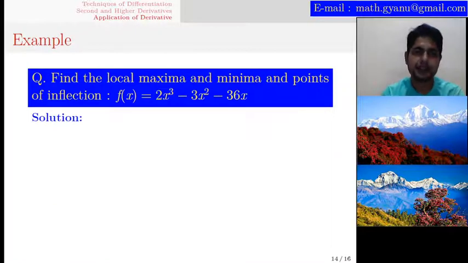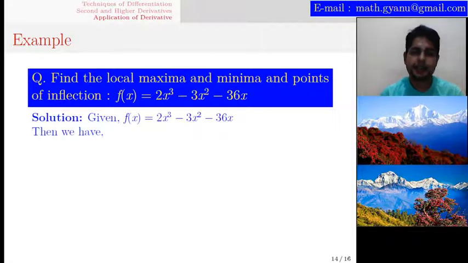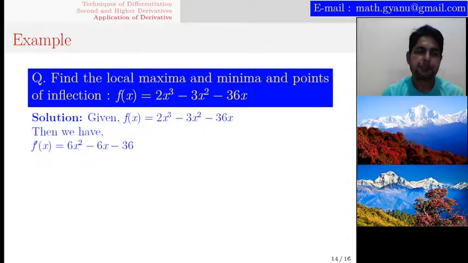For example, find the local maxima and minima and point of inflection of the function f(x) equal to 2x cube minus 3x square minus 36x. Solution. Given f(x) equal to 2x cube minus 3x square minus 36x. Then we have f prime x, the first derivative, will be 6x square minus 6x minus 36.